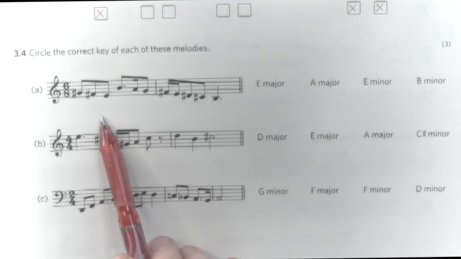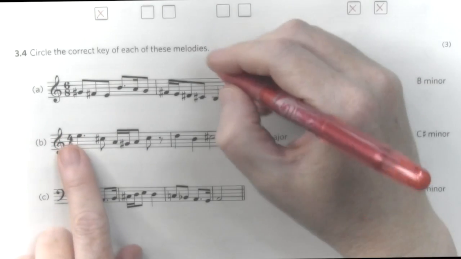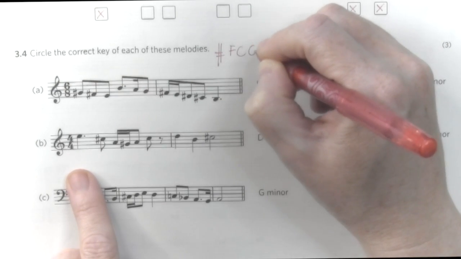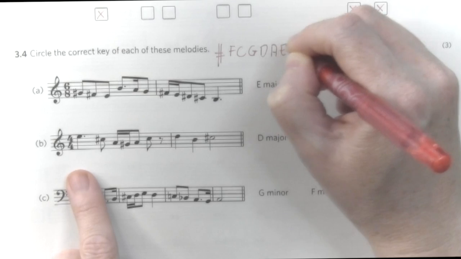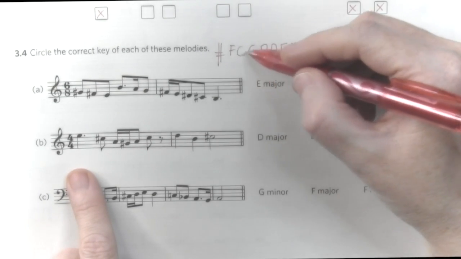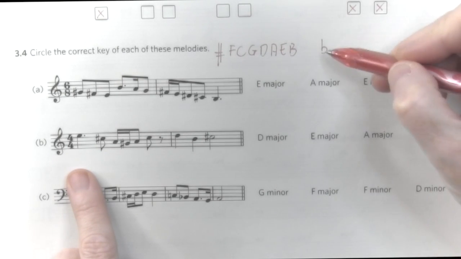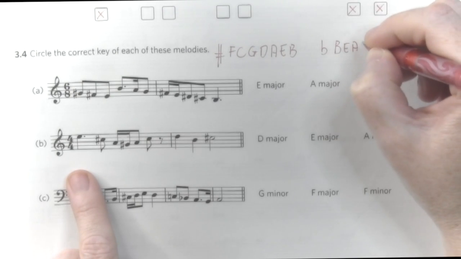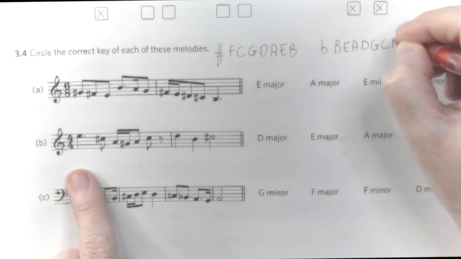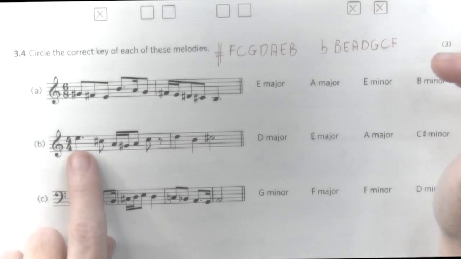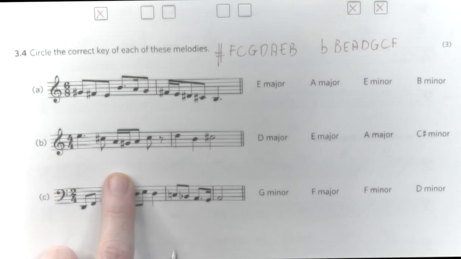Now we need to circle. First of all, the order of flats and sharps. Fat Cats Go Down Alleys Eating Breakfast: Fa, do, sol, re, la, mi, si. Go and watch the videos 2A, 2B, 2C and 2D. The flats are the sharps in reverse: Si, mi, la, re, sol, do, fa. Big Elephants And Dinosaurs Go Catching Fish. And you can write your own sentence. Please do send me your sentences, and I will make a video about it.